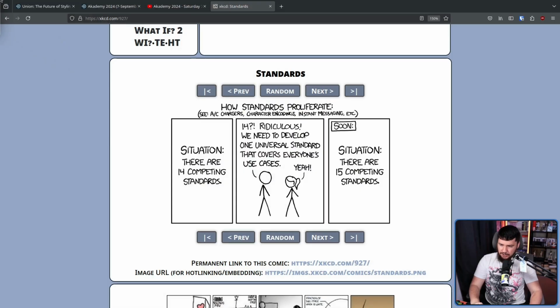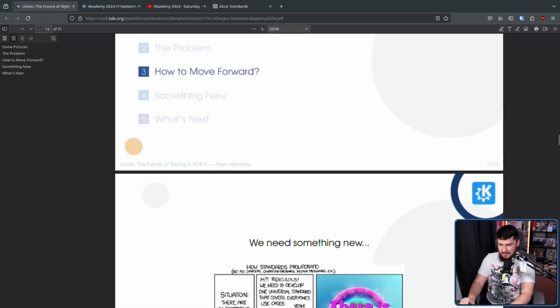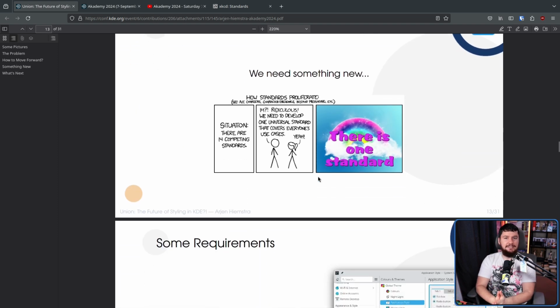And the way this situation happened is pretty simple. XKCD 927. Situation, there are 14 competing standards. 14? Ridiculous. We need to develop one universal standard that covers everyone's use cases. Yeah. Soon, situation, there are 15 competing standards. What we need to have happen is this. The XKCD has the good ending. There is one standard, and that is what Union is trying to do.